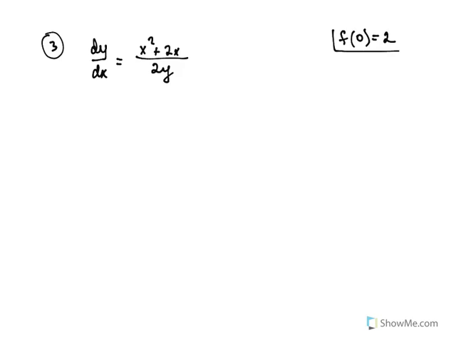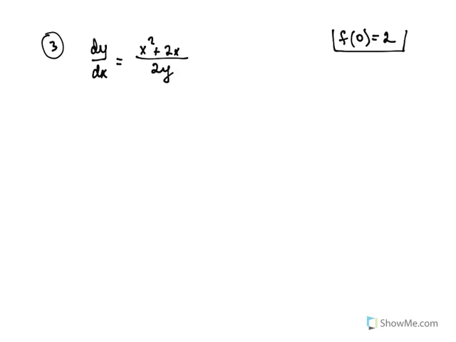Number 3. Let's make it a little bit harder and see if we actually get it. dy/dx equals (x squared plus 2x) over 2y, and my initial value is f of 0 equals 2. Alright, so again, step 1: isolate the y dy from the x dx, so separate them.